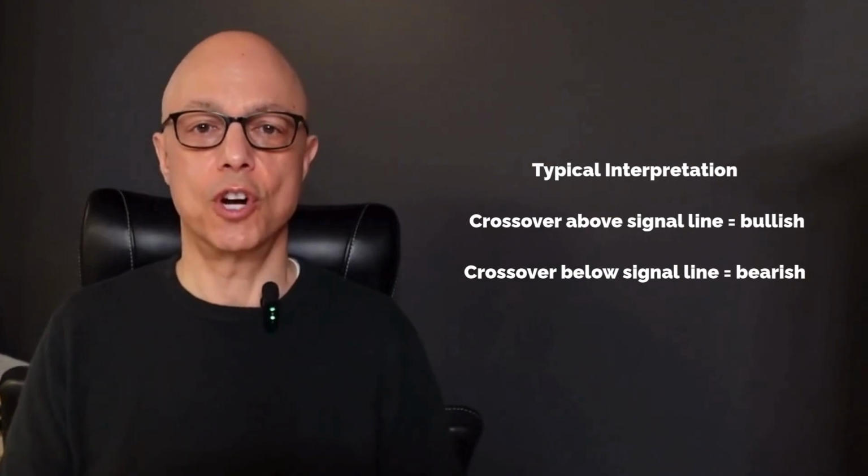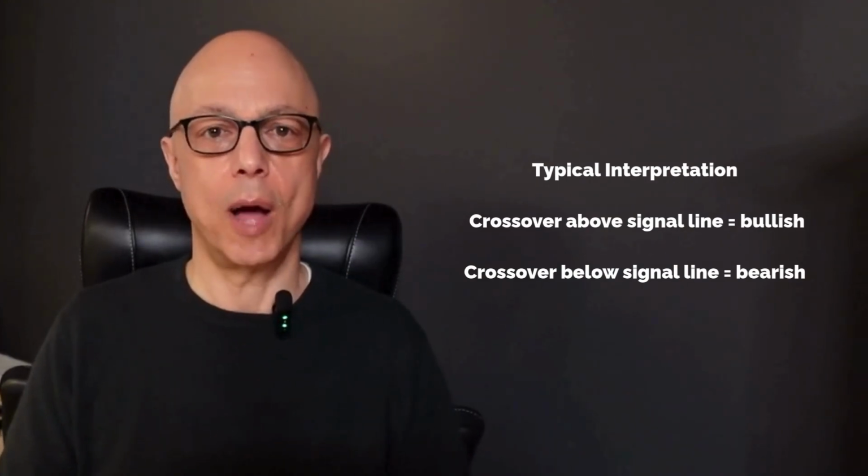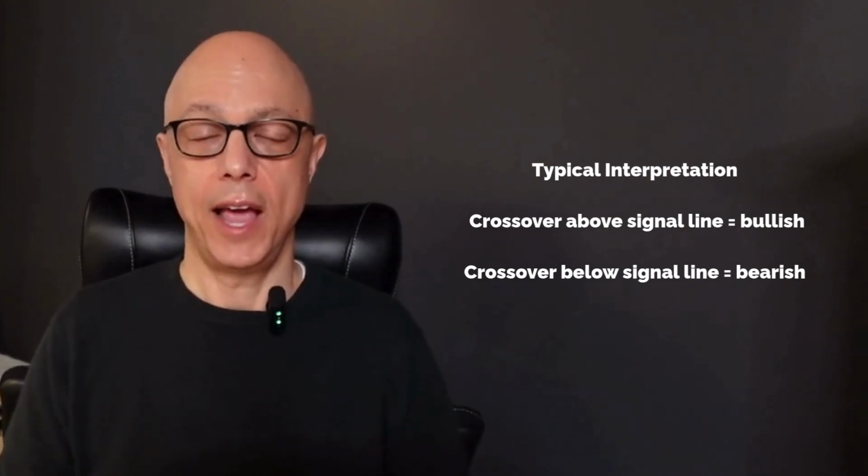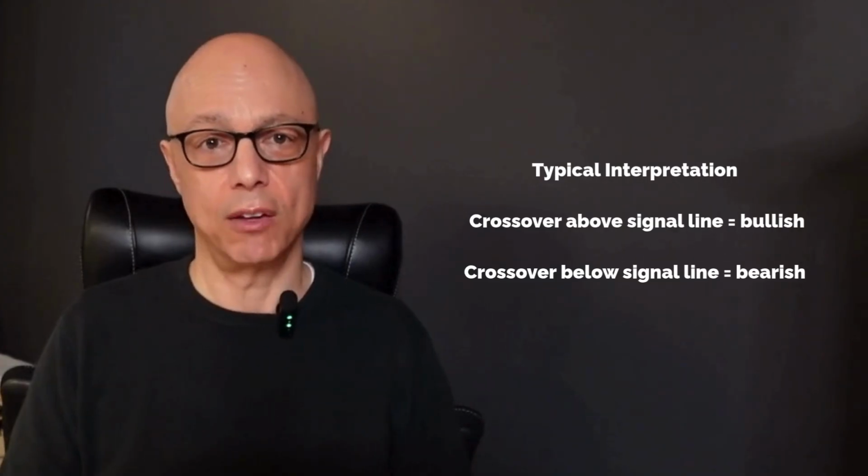When the TSI line crosses above the signal line, it means short-term momentum has accelerated beyond the smooth baseline. And that looks like a bullish shift. When it crosses below, that looks like a bearish shift. So the interpretation is a crossover up signals a buy and a crossover down signals a sell. It's clean, it's visual, it gives you a clear, defined moment to act.